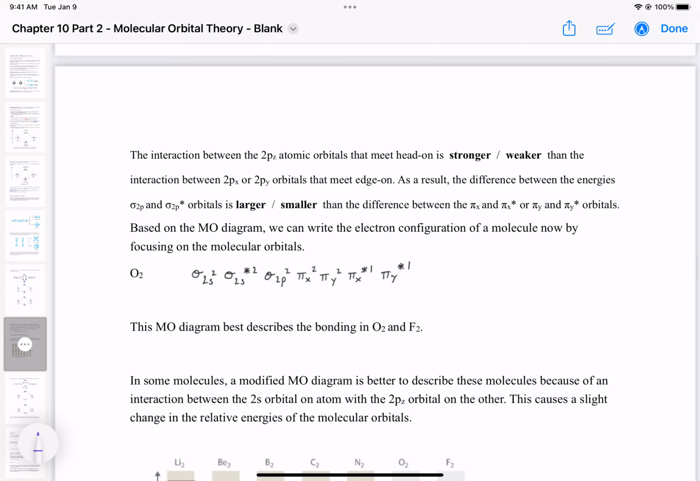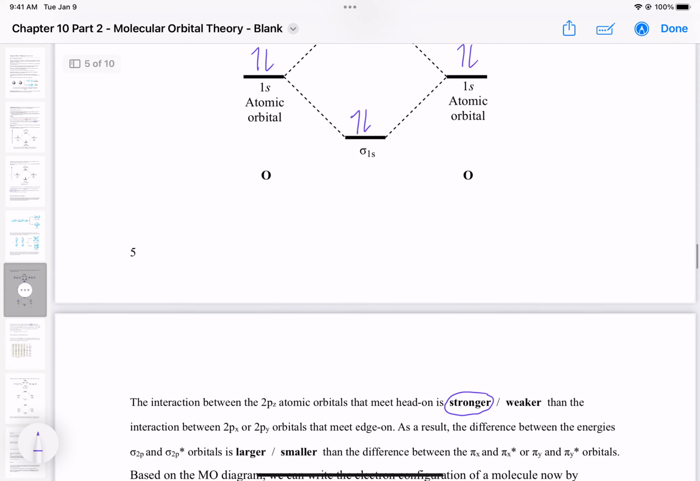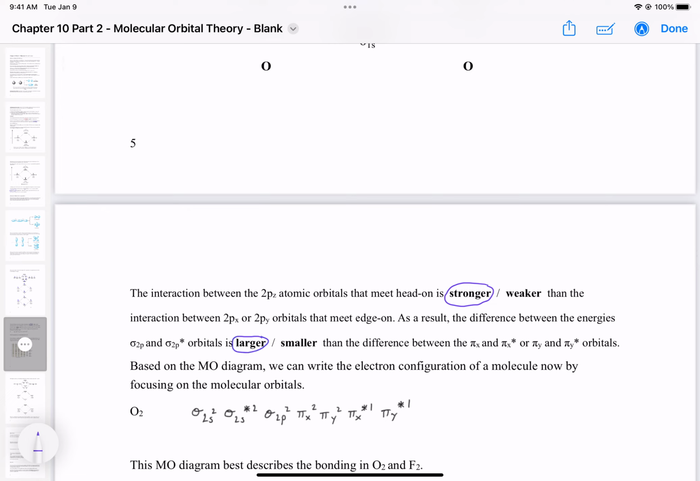Okay, so let's go over this. The interaction between the two pz atomic orbitals that meet head-on is going to be a stronger overlap than the interaction between the p2x or p2y orbitals that meet side by side or edge on. So as a result, the difference between these energies, sigma 2p and sigma 2p star orbitals, is larger because there's more orbital overlap. Larger than the difference between pi x and pi x star, pi y and pi y star orbitals.